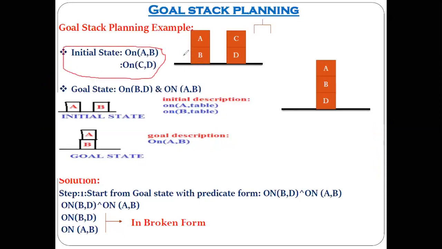Like there is A, written in another form, on AB, which means A is over B. And there is C over D. This is the initial state. And we have to reach the goal state where there is B over D and A over B.